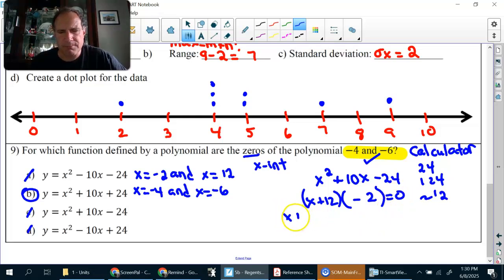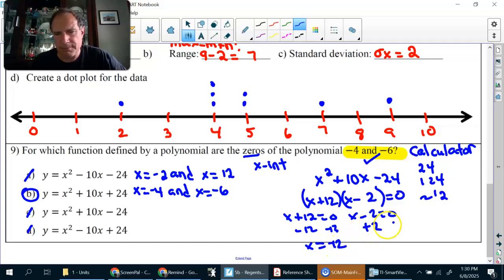So you would just break it down: x plus 12 equals 0, the zero product property, and x minus 2 equals 0. Then you would subtract 12 from both sides, x equals -12, which was not what they're looking for, and x equals 2, which is not what they're looking for. So if you do this one, it does work out where it is x plus and x plus, and they would both be negatives. We proved it in the calculator. No reason to do anything else.